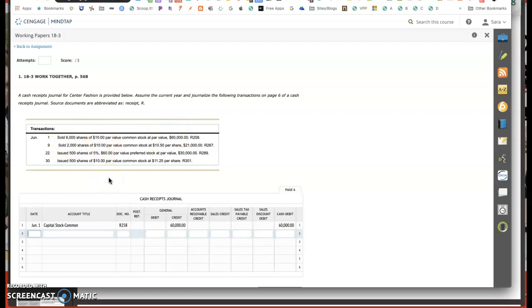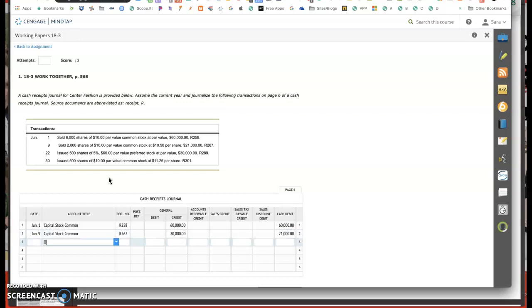Second transaction, June 9th, we sold 2,000 shares of $10 par value common stock at $10.50 per share, $21,000, R267. So this one we have to do a little bit more math, but our date is June 9th. Our first account will be the capital stock dash common again, R267. And then the 2,000 times 10 is 20,000. And then they already told us the total amount of cash we got, which was 21,000.